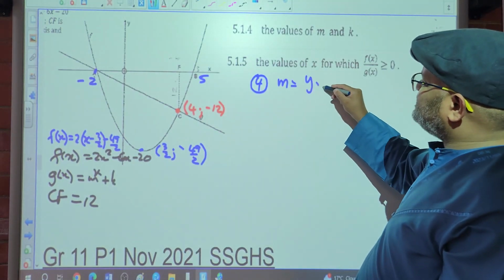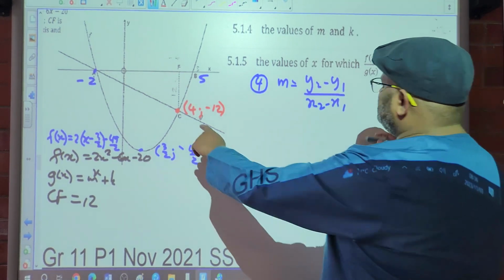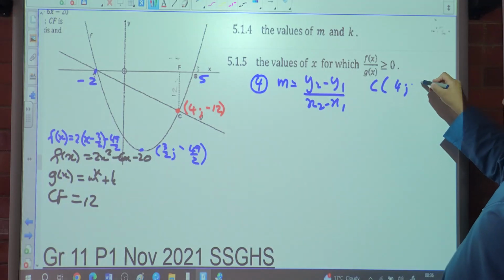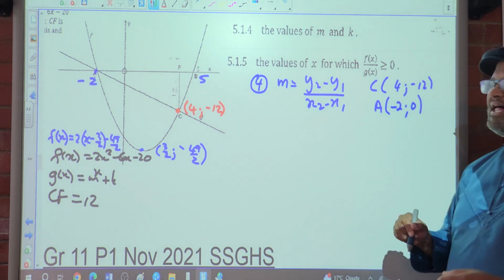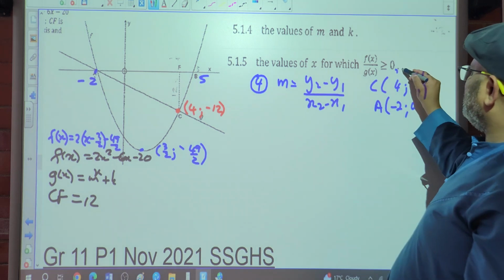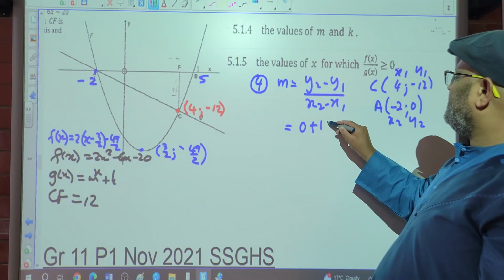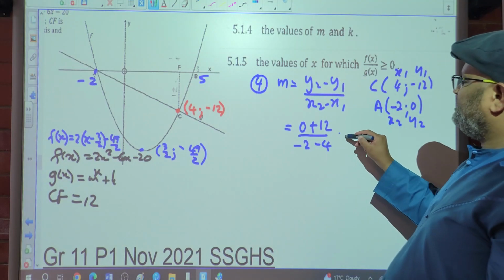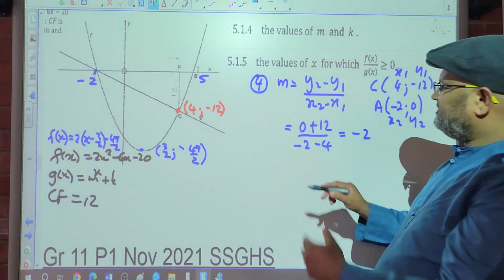M is your gradient, which is y2 minus y1 over x2 minus x1. Now, if you look at this here, C is 4 and negative 12, not so? And the other point is A, which is negative 2 and 0. Remember, when we're calculating a straight line, we need two coordinates. We need the angle of inclination and a point, or we need a gradient and a point. Not so? So if this is x1, y1, this is x2, y2. So we say 0 minus negative 12 over negative 2 minus 4. So it's 12 over negative 6, which is negative 2. You see the negative gradient.